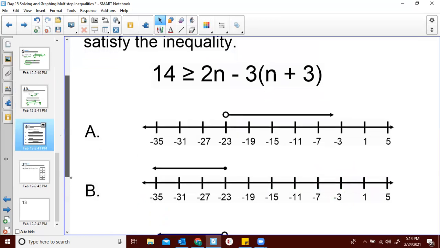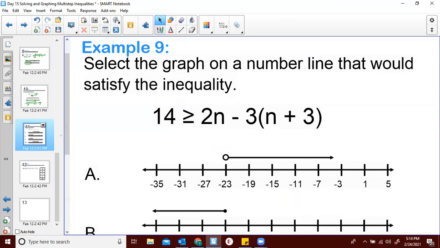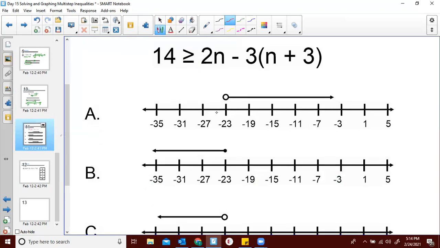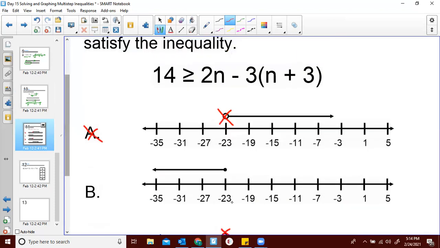All right, last but not least, let's talk about good test taking strategies right off the bat here. Look at our inequality sign. That is greater than or equal to. So that means that our dots need to be filled in. So A is gone. Not even worried about A. We know we're looking at negative 23 somewhere. So I don't even need to really test that number.